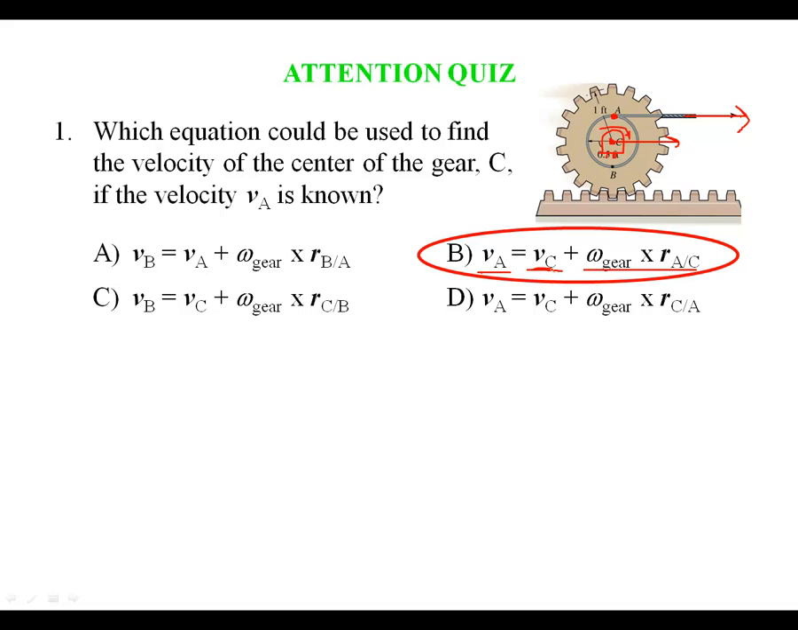So this is if it were only translating. This is if it were only rotating. Add the two together, and we find out the total at A. And of course, if we knew A, we could just solve for the unknown velocity C.